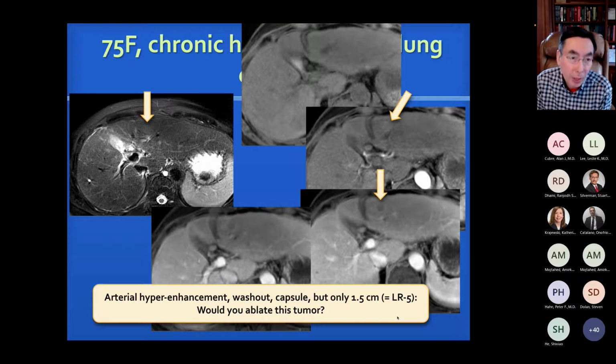So if the patient's not a transplant candidate or doesn't want a transplant, then ablation might be an option, or other local therapies. But this is why these cases typically go to liver tumor board, where all these issues can be parsed.